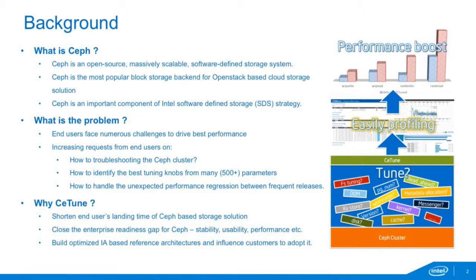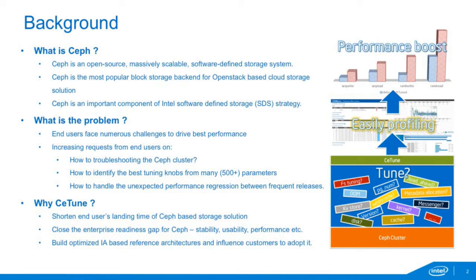End users face numerous problems when they are trying to drive the best performance through the Ceph cluster. We have met increasing requests from end users on how to troubleshoot the Ceph cluster, how to identify the best tuning knobs from the 500 parameters, and how to handle unexpected performance degradation from frequent releases. To solve those issues, we proposed a framework called CeTune, for profiling and tuning the entire Ceph cluster's performance issues.